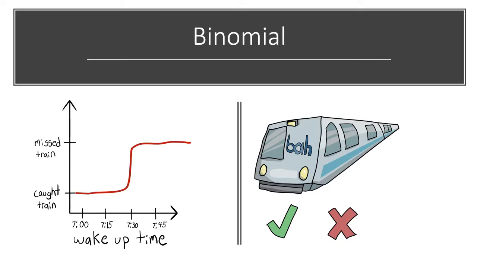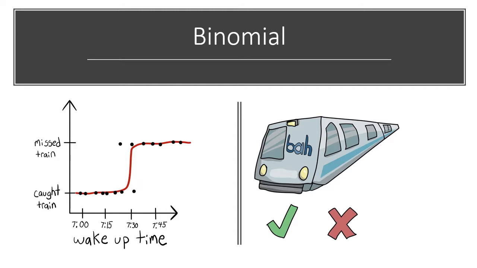If instead I kept track of something with only two possible results, like whether or not I missed the train, that data distribution would be considered binomial. I could make a model that predicts whether I'm going to catch the right train so I can get to work on time, based on what time I wake up. The shape of that line would look something like this.